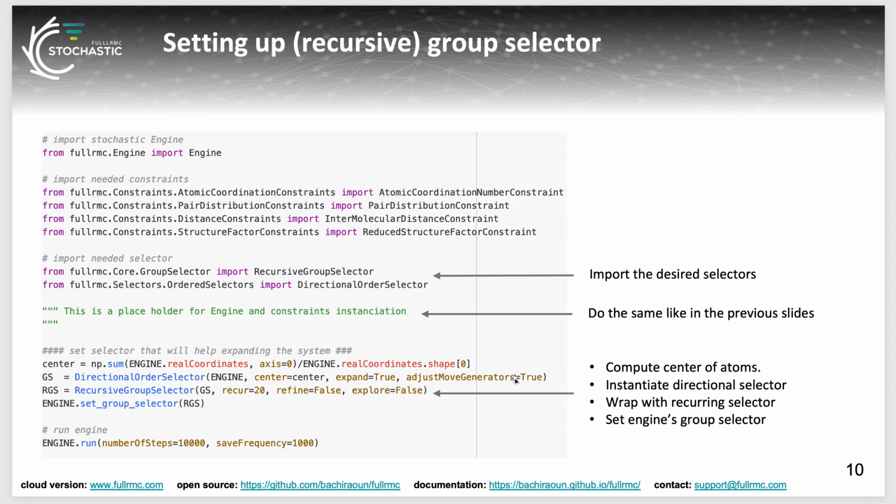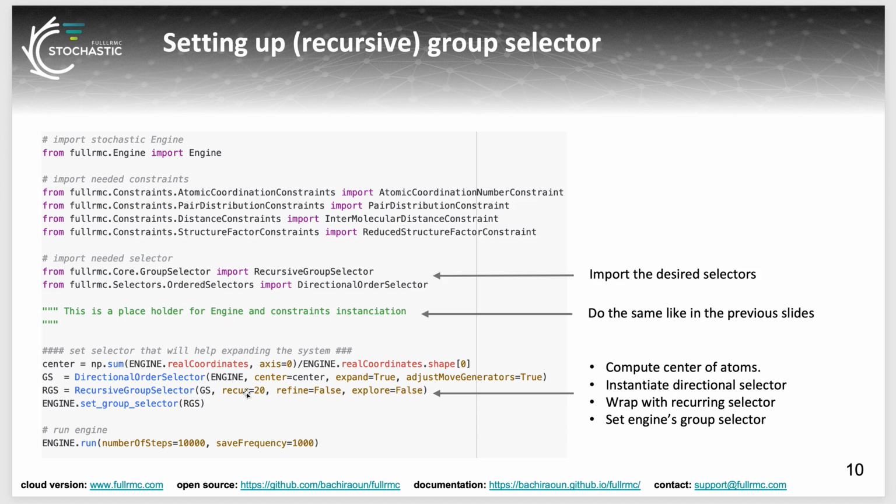You don't need to do that. You can do that manually and set up new move generators yourself. But this is a helper flag. Then what I'm doing, I'm taking that group selector and I am wrapping it with a recursive group selector here. You see that? RGS equal recursive group selector, and then I'm giving it the group selector. And what this does, fullrmc now is going to recursively select the same group 20 times before selecting the next group.